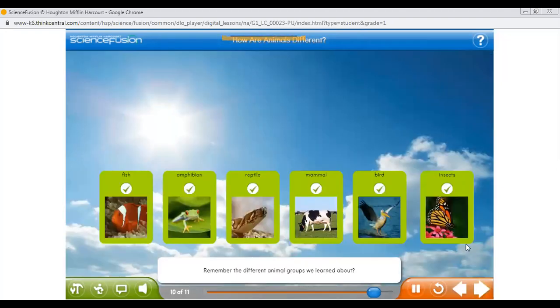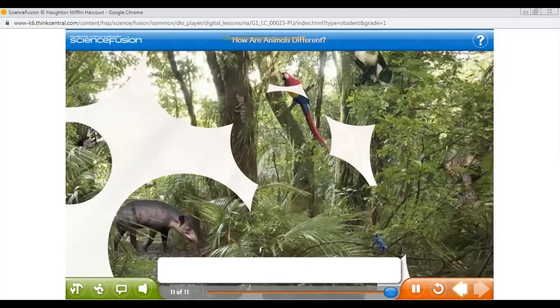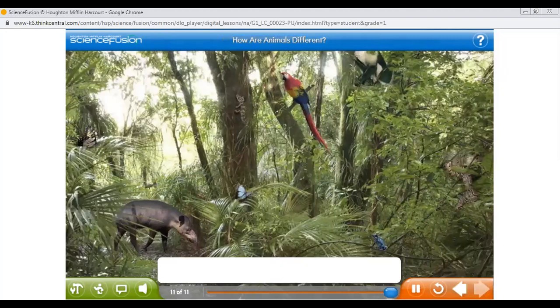Remember the different animal groups we learned about? They are listed here. Drag each animal group to the picture of the animal that belongs to it. You've learned a lot about how animals are different. Before we finish, let's take a quick look at the main points you covered.